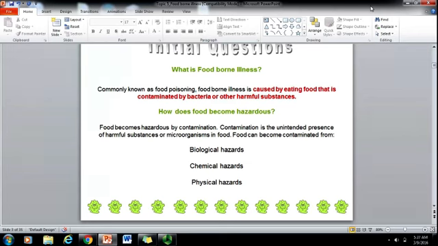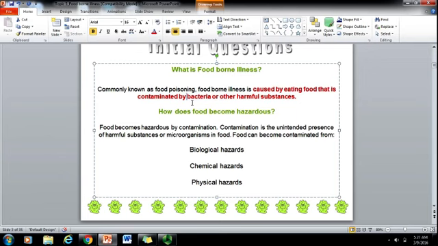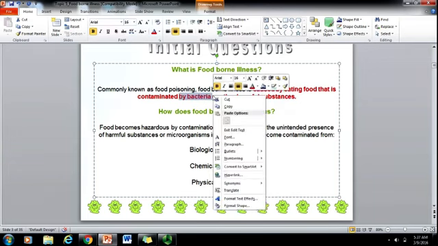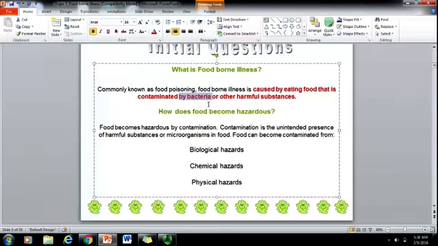Okay, so I just highlight here bacteria. So the agent is bacteria. Okay, although 70% of foodborne illness is caused by bacteria, the other 30% of foodborne illness can be caused by harmful substances, which we will categorize as chemical hazard and physical hazard, right?